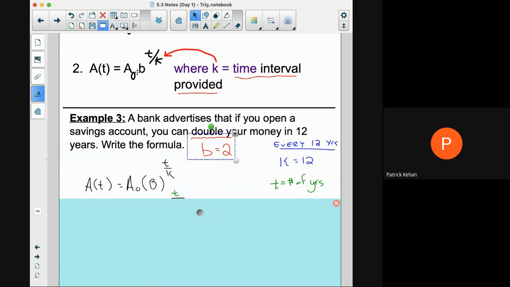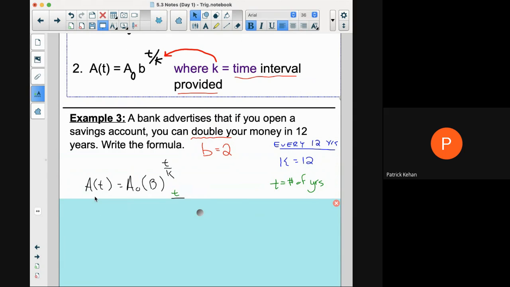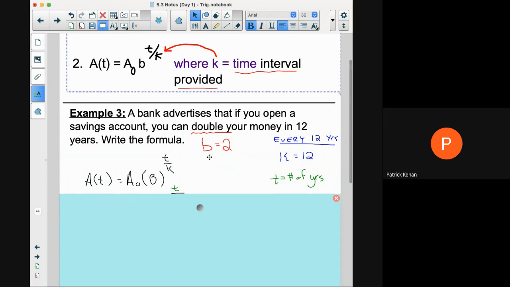First, we're going to look at the model we're using from up here, right? So A of t equals A sub 0 times b to the t over k. And t right now is time in years, where the time interval provided is 12 years, okay? And the growth, b value, is going to be 2 because it's doubling every 12 years.